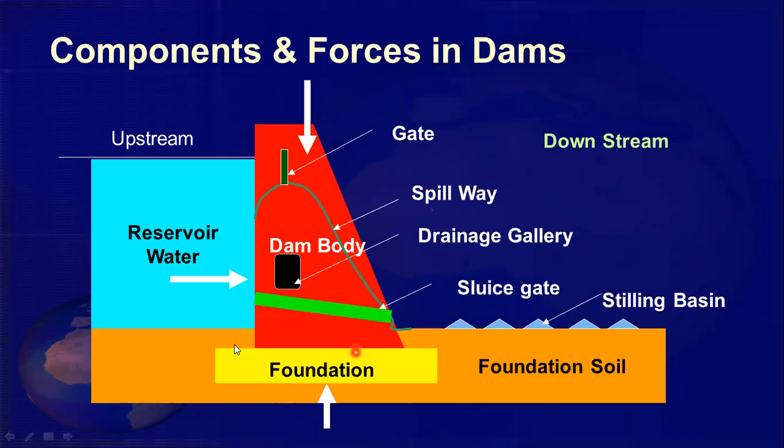Then this is the main dam body. This dam body will rest over the foundation. A concrete foundation is required. Then on the downstream side, the foundation extends, and compacted soil will be there. Then on the downstream side, the stilling basin will be there to collect the silts and gravels which flow along the water.